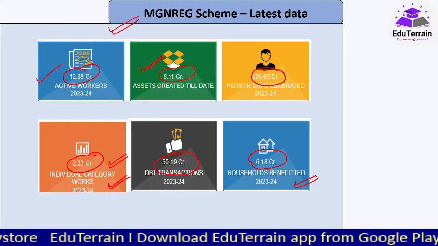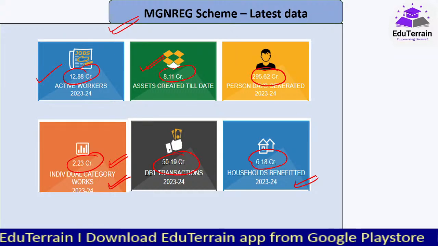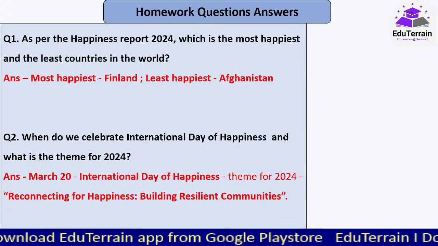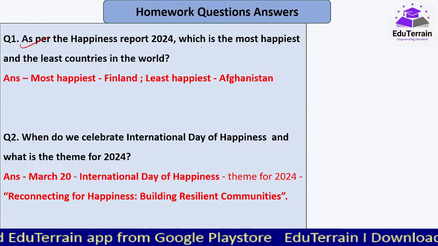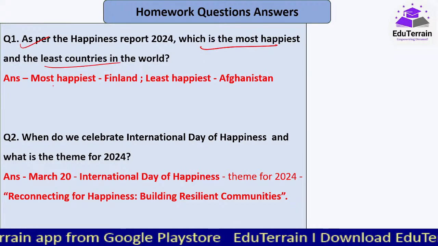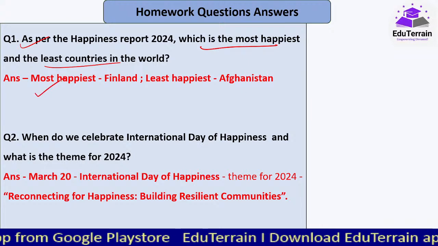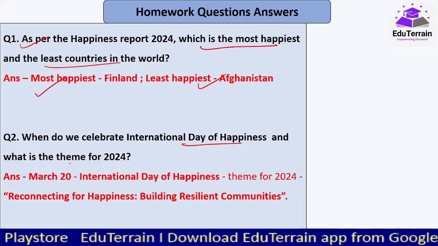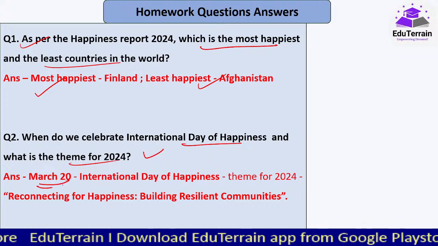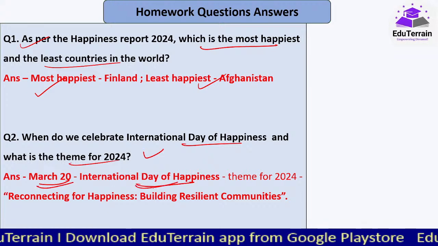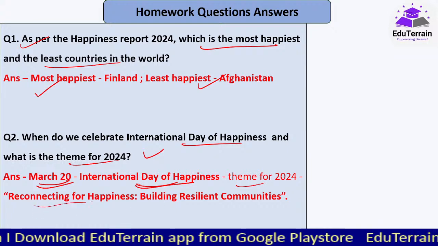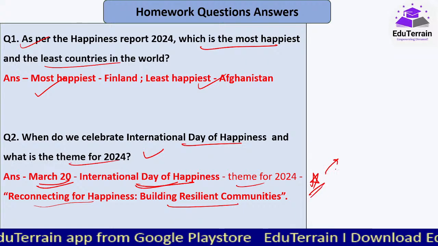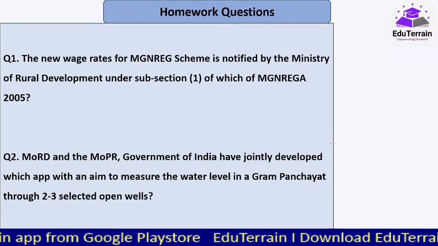Now the forum is open for your queries, questions. If you have any, all are welcome. Meanwhile, let me give you the answers for yesterday's homework questions. As per the Happiness Index 2024, the happiest country is Finland, the least happy is Afghanistan. International Day of Happiness is celebrated on March 20, and the theme for 2024 is Reconnecting for Happiness, Building Resilient Communities. This would be important under regular general awareness and current affairs as well.